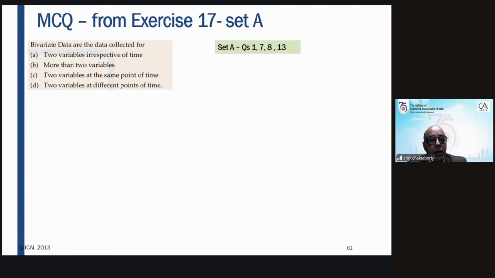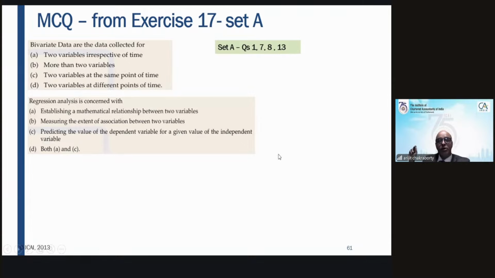So bivariate data, the first question we are taking is from set A. Bivariate data are the data collected for two variables, with respect to the same point of time. So here, option C is the right answer. 1C. Tanya, absolutely correct. The second question is question number 7 from set A.